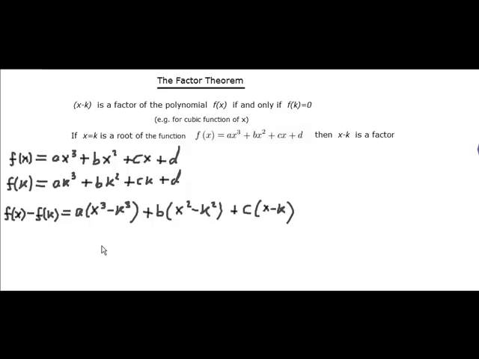Now, bearing in mind what I said earlier, if x equals k is a root, that means that f(k) must be 0. If we sub in k, we'll get 0. So this term now becomes 0, f(k), so we are left with f(x) on the left hand side.